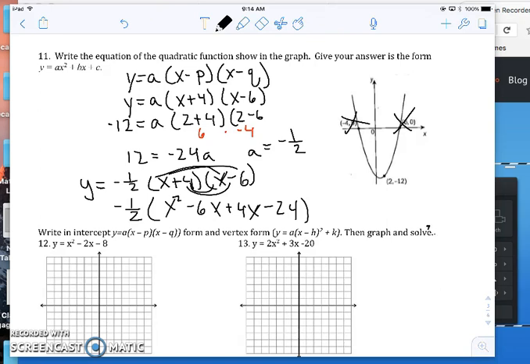So this is -1/2. Oops, sorry, excuse me, that should be +1/2 because I dropped the -12. I was going to say something's not right, that parabola is facing up. So we have 1/2 x squared minus 2x minus 24. So if we distribute that in standard, we have 1/2 x squared minus x minus 12.